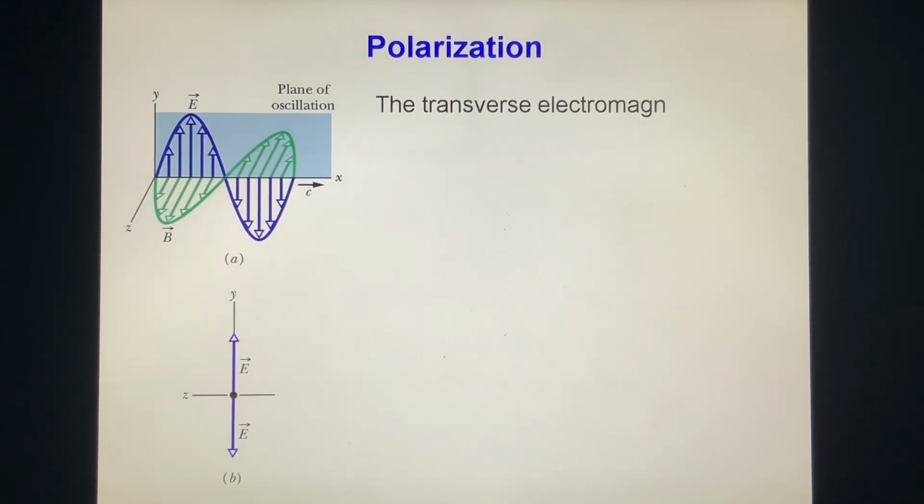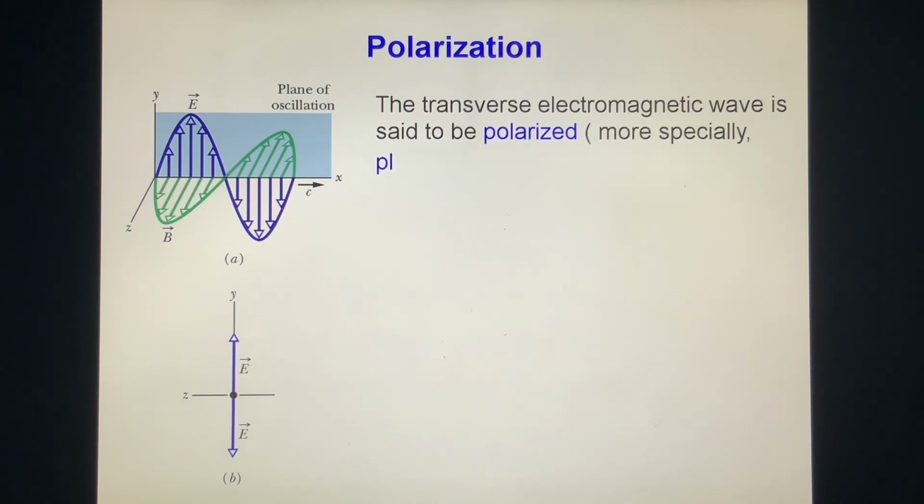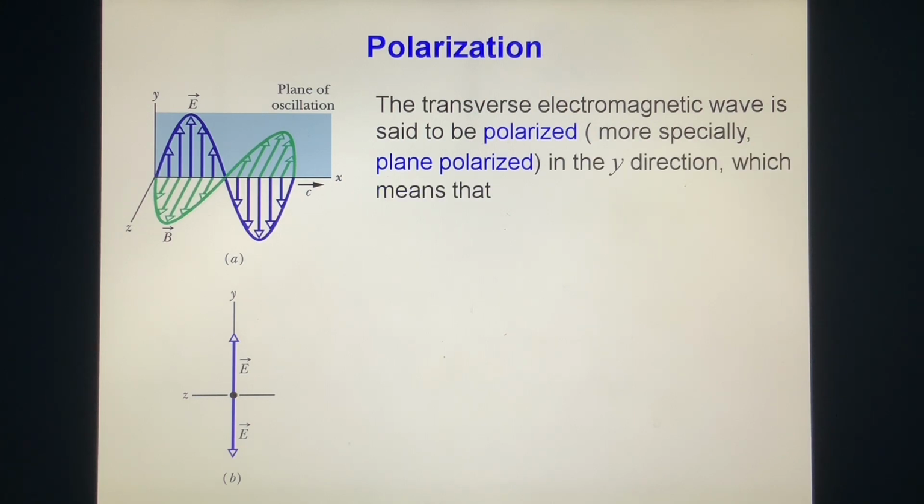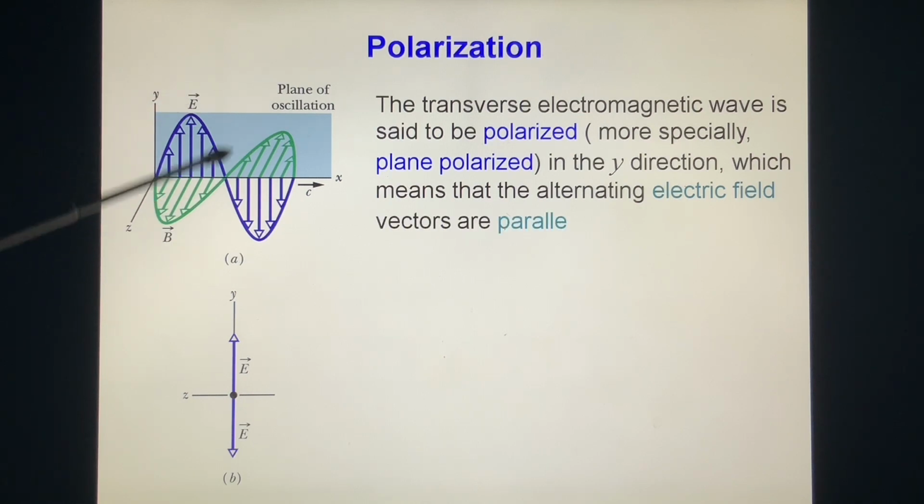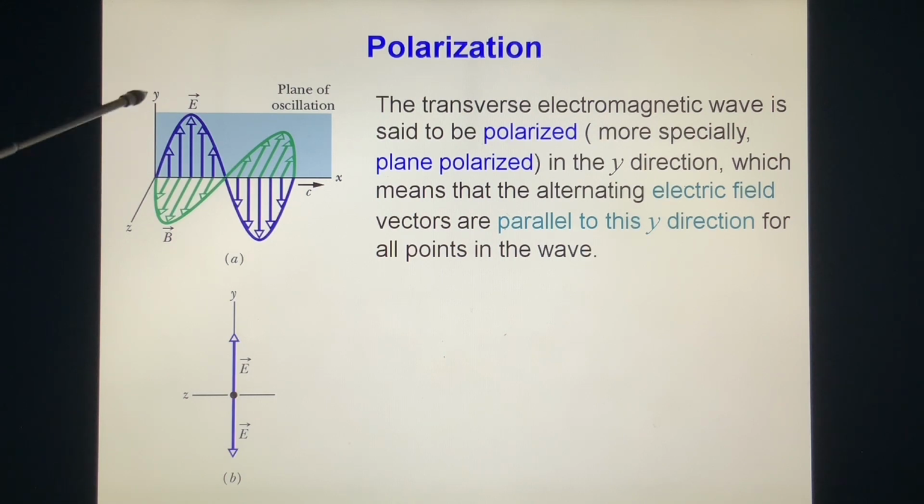The transverse electromagnetic wave is said to be polarized, more especially plane polarized in the y direction, which means that the alternating electric field vectors are parallel to this y direction for all points in the wave. Okay, we look at it from this point. E oscillates along the y direction. This is Z.